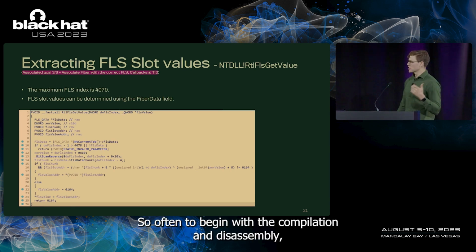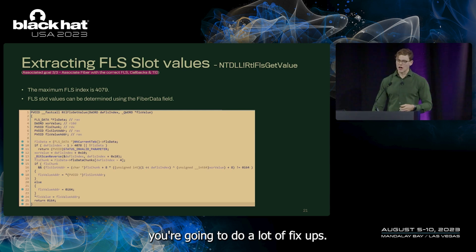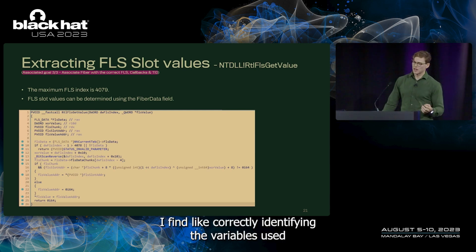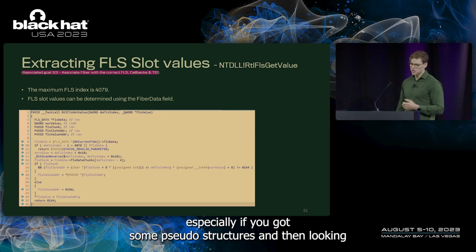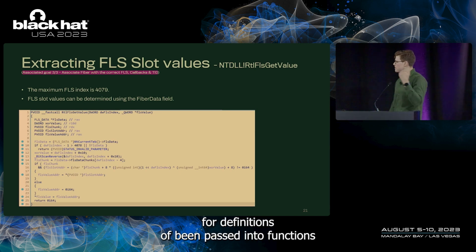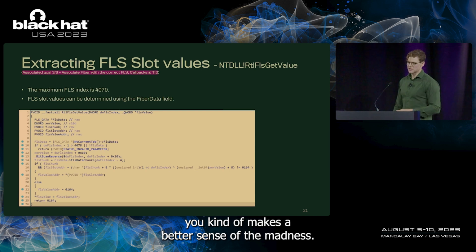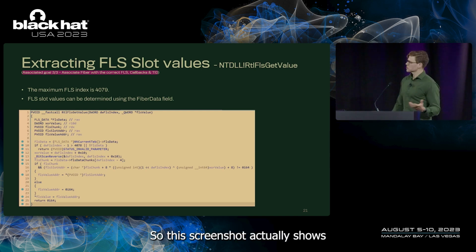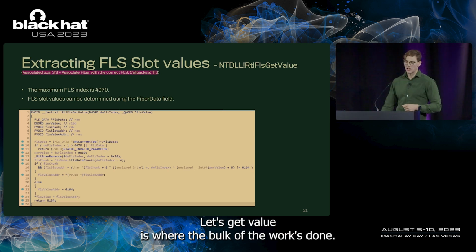slot. So often to begin with, in decompilation and disassembly, you've got to do a lot of fix-ups. It doesn't make an awful lot of sense, but I find correctly identifying the variables used, casting these to the correct types, especially if you've got some pseudo structures, and then looking for definitions that have been passed into functions higher up in the call chains for clues obviously helps make a bit of sense of the madness. So this screenshot actually shows my decompiled code from the C runtime equivalent of FLS get value, which is where the bulk of the work's done.